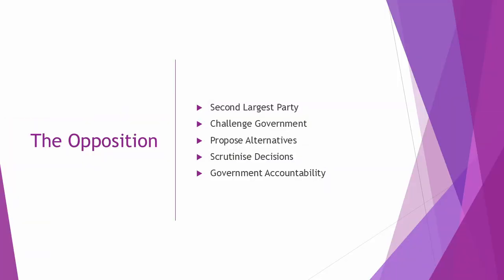The opposition is the largest political party in Parliament that is not in government. The role of the opposition is to challenge government policies, propose alternatives, scrutinise decisions, and hold the government to account. The opposition is significant because it provides an alternative to the government and influences policy debates, but it is not significant when the government has a strong majority and can easily pass legislation.